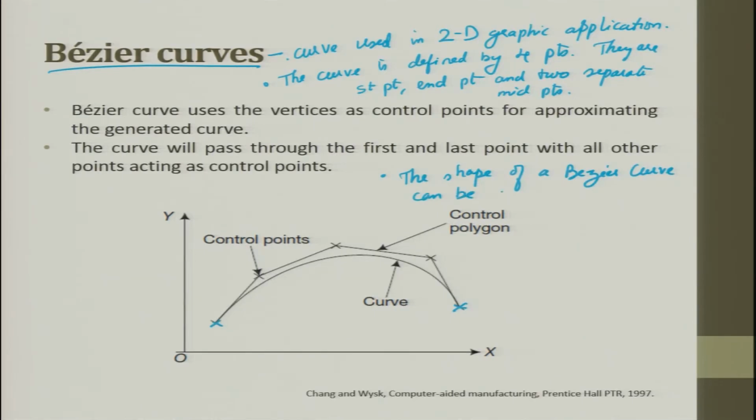So, Bezier curve uses vertices as control points for approximating the generating curve. The curve must pass through first and last point, that is compulsory, with all the other points acting as control points. So, you do not have to pass through them, but the curve has to go close to those control points.